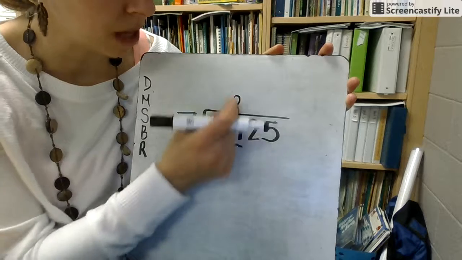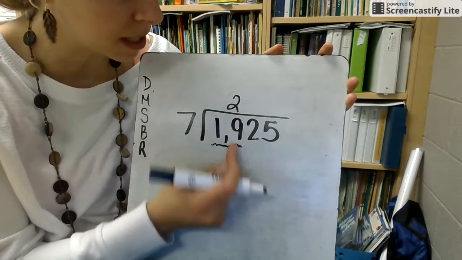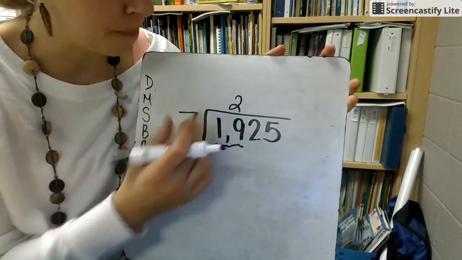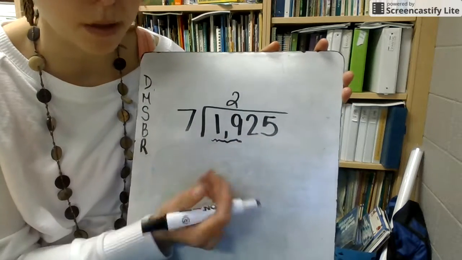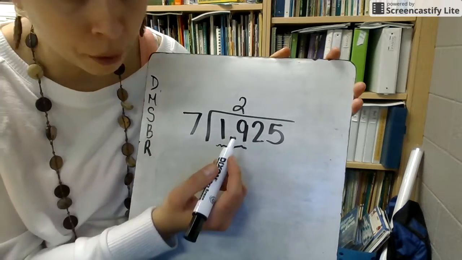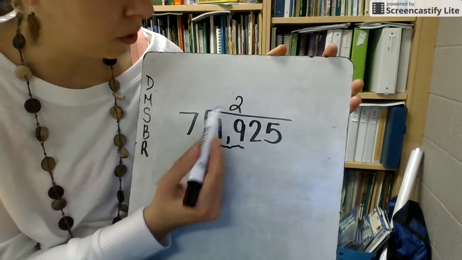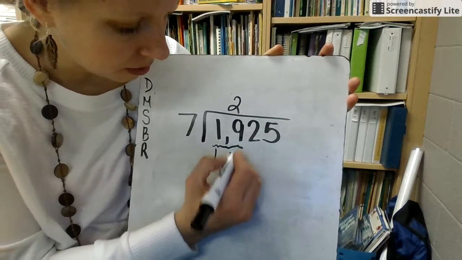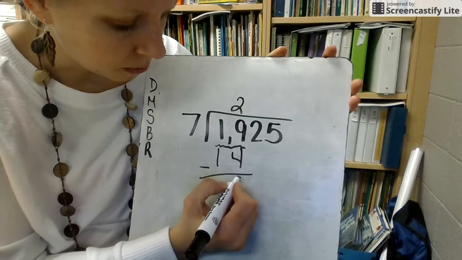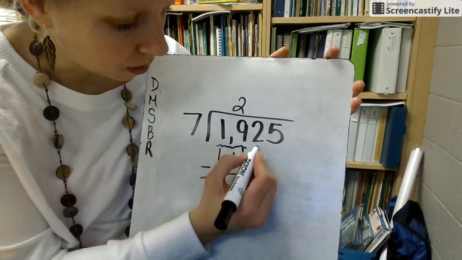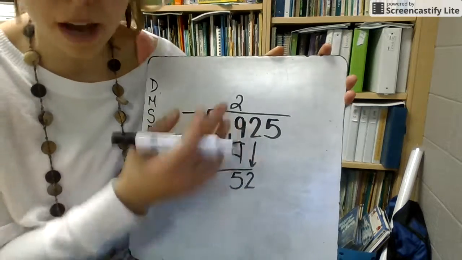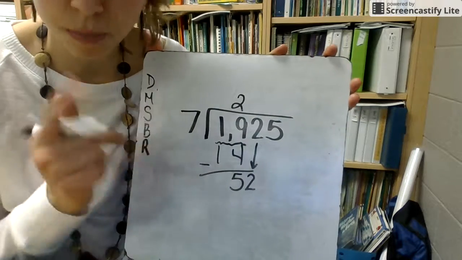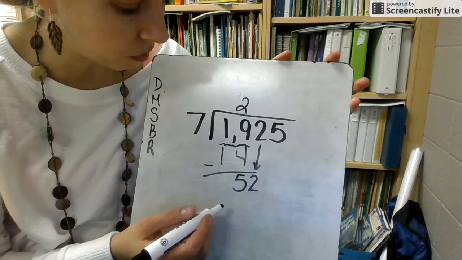Again, remember where I'm keeping my stuff. If I'm looking at the hundreds place, I'm not in the thousands place. 7 will not go into 1,000 times; it'll go in hundreds of times. So 2 times 7 is 14. I'm going to subtract, and I'm only going to bring down one number at a time. Some of you want to bring down more than one, and you really don't need to. Just bring down one at a time so you don't get too confused.